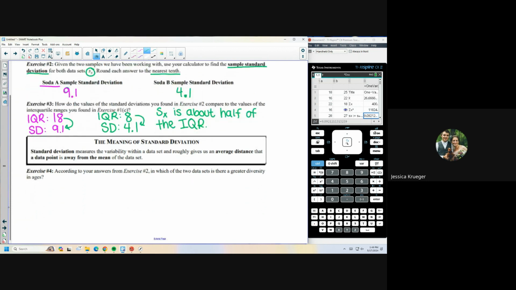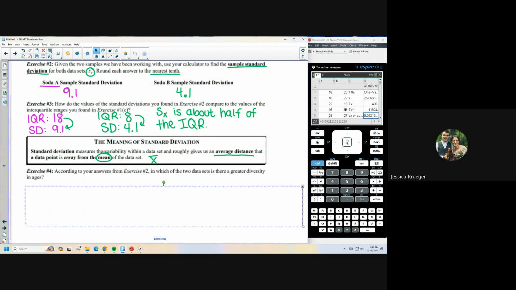The meaning of standard deviation. Standard deviation measures the variability within a data set and roughly gives us an average distance that a data point is away from the mean of the data set. Remember, the mean is this X bar. So it's telling you how far away from the average most of your data is, okay? So it says, according to your answers from exercise 2, in which of the two data sets is there a greater diversity of ages?